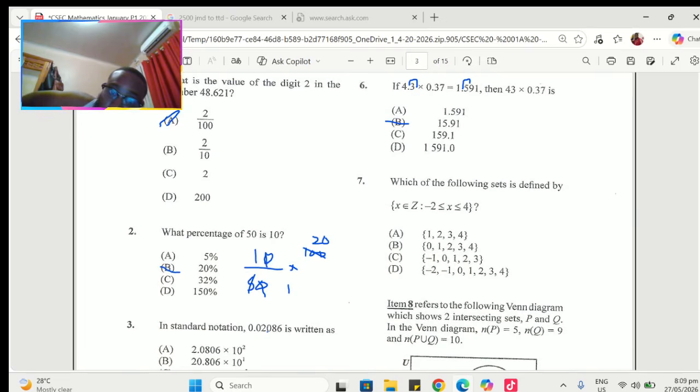Number 6. Which of the following sets is defined by -2 is less than or equal to x, which is less than or equal to 4? A, 1, 2, 3, 4, but there's no -2 there. B, 0, 1, 2, 3, 4, there's no -2. C, no -2, but D has everything, -2 all the way to 4.